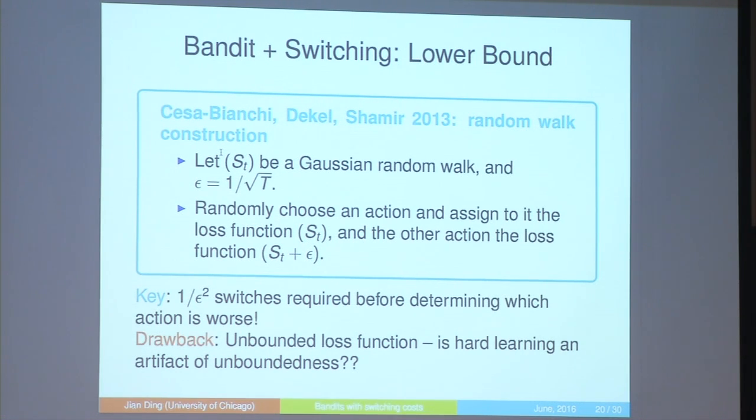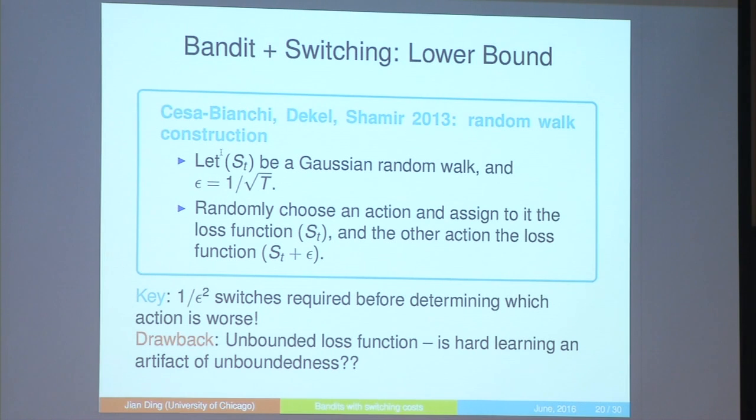The way to hide this information from you if you don't switch is to replace this IID construction with random walks. Say you sample a Gaussian random walk. This is going to be the backbone of the two actions. And then the other one would just be a shift of it by an amount of epsilon systematically. And of course, I randomize over these two actions. You can't tell a priori which one is bad and which one is good.